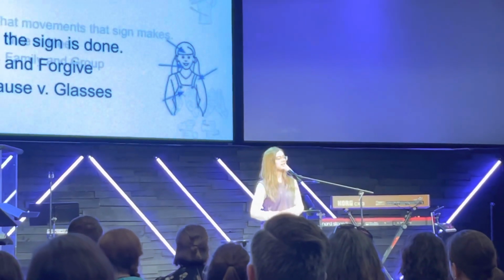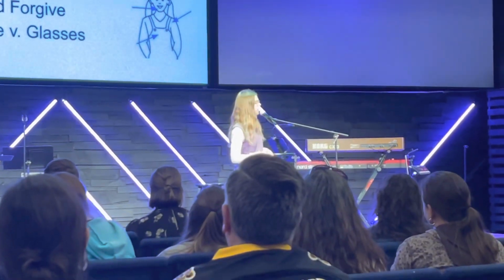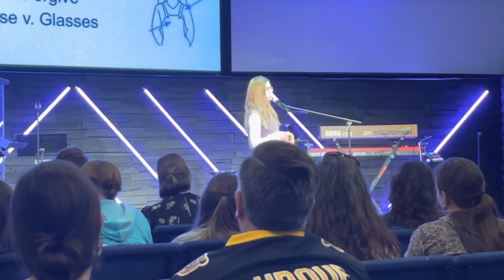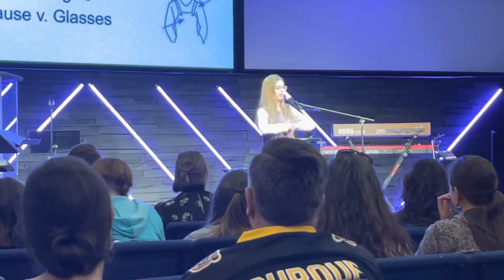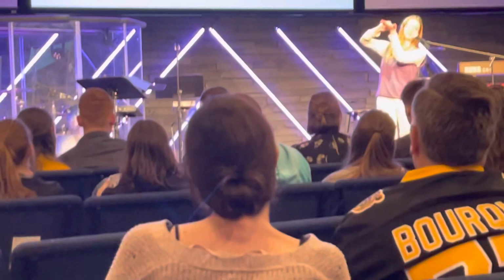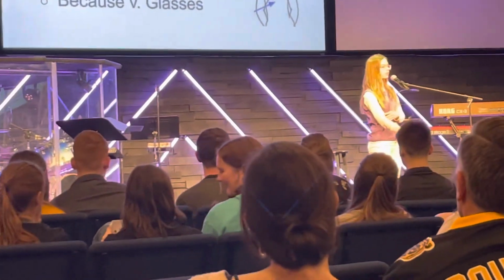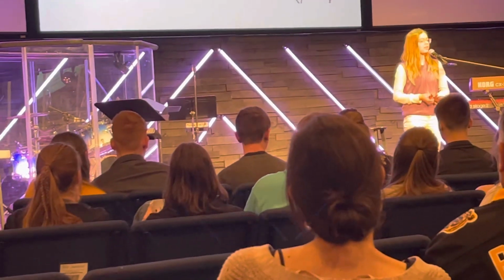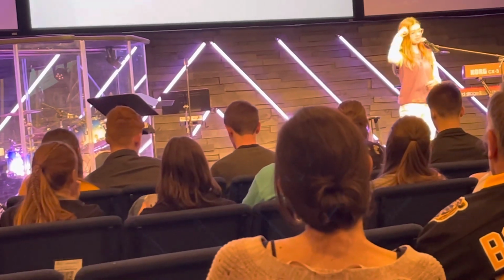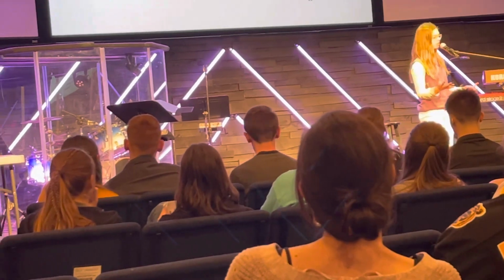The 4th one is location. This is in which area the sign is done, where it's at. Generally, it's in this box. So you would sign how or forgive in this area, not way up here, because that will distract the audience. But there are some signs that exclude this, such as because and glasses. This is in the head region.